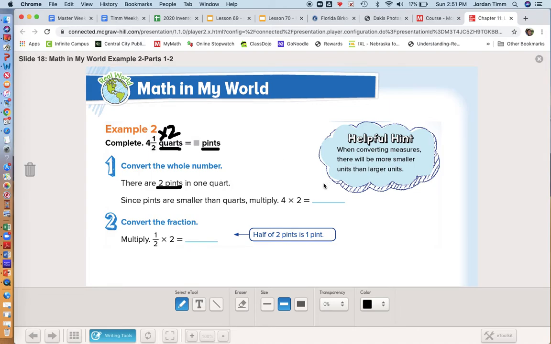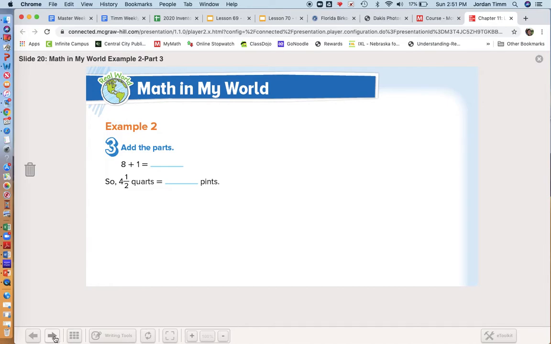4 times 2 is 8. Okay, and then we have 1/2 times 2. Okay, remember when we multiply 1 times 2, which is 2, and we leave our denominator, 2 halves. When we simplify that, we get 1. So 8 plus 1 is what we have to do next. So 8 plus 1 is 9. So 4.5 quarts is the same as 9 pints.